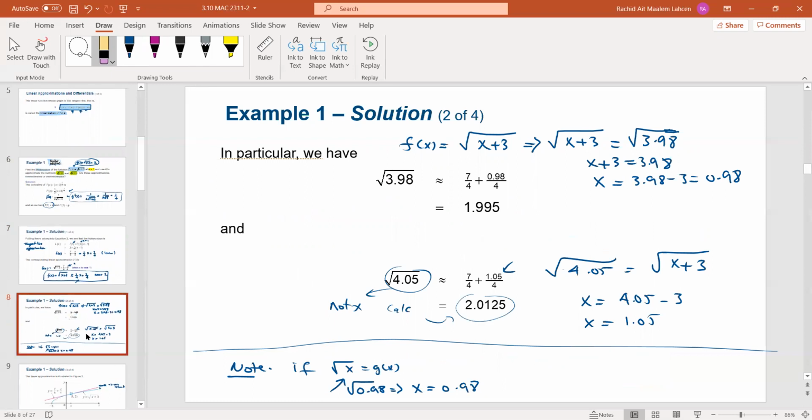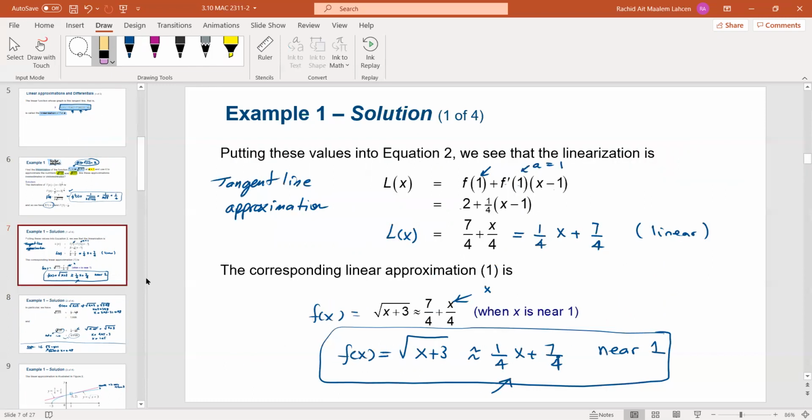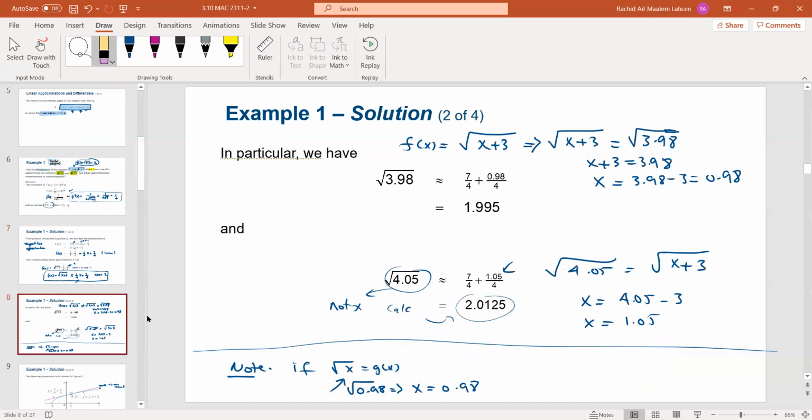So if you want to use this approximation, it needs x. So here what's given is not x. So this 3.98 under the square root, remember f of x is the square root of x plus 3, which means 3.98 is the same as x plus 3. So x here is 0.98, which is near 1, right?